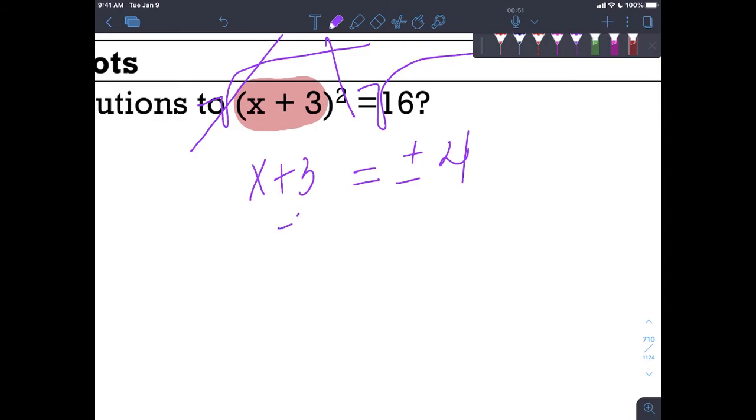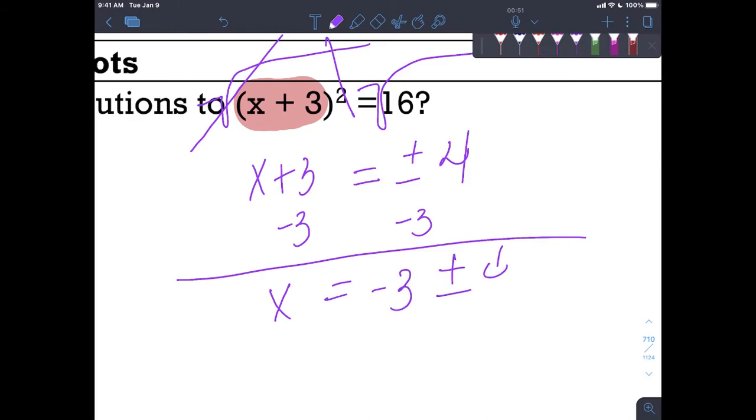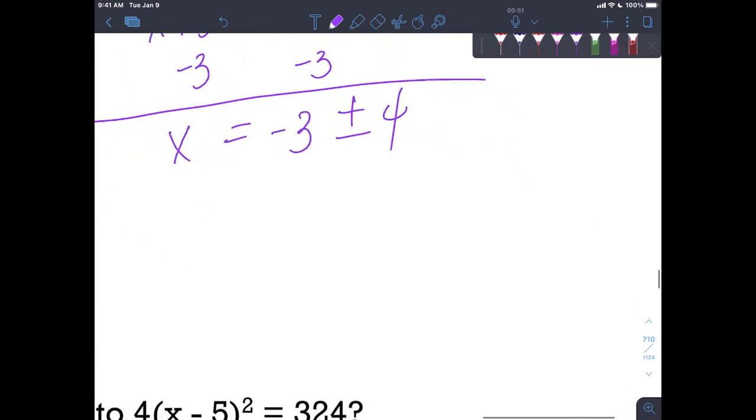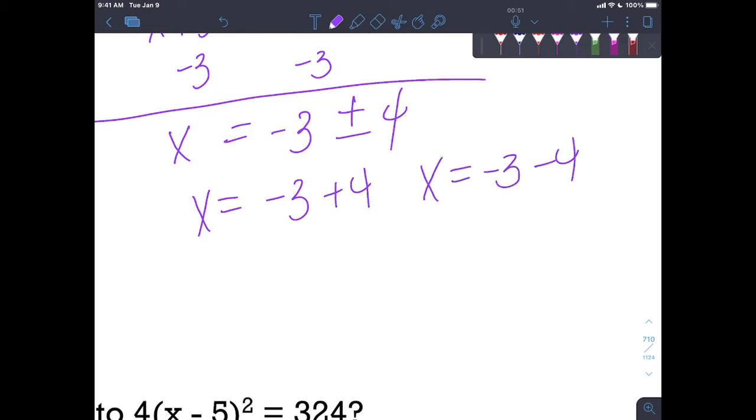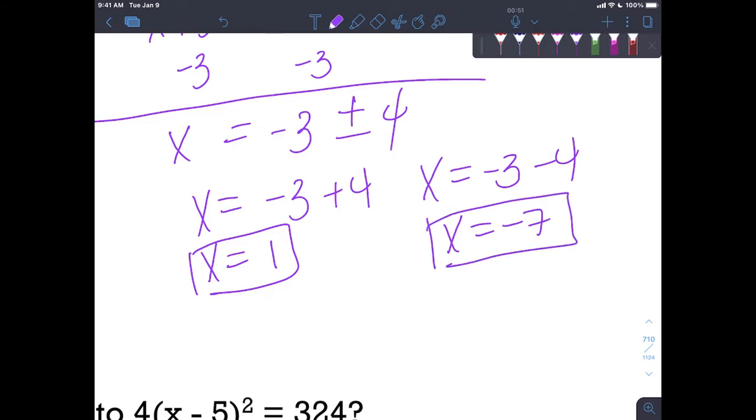I'm going to move my 3. I'm always going to write it in the front. The reason is so you don't confuse yourself. Now I have to break this apart because there are two separate equations here. x equals negative 3 plus 4, x equals negative 3 minus 4. If I solve them, x is equal to 1, x is equal to negative 7. Those are where my roots, solutions, zeros, x-intercepts are located.